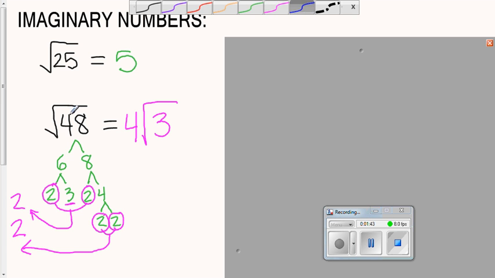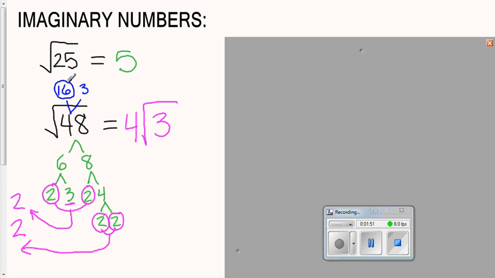Now another way you could have broken this number down to begin with would have been 16 times 3. And you could have stopped right at that point because you should know that the square root of 16 is 4. And then you're left with a 3 as well. Either way is fine as far as how you break it down. Eventually everyone should get to 4 square root of 3.